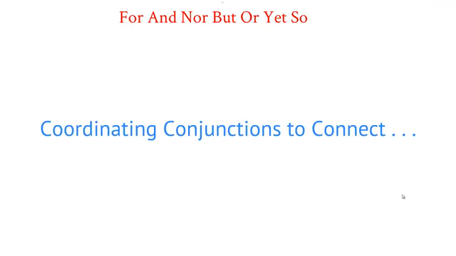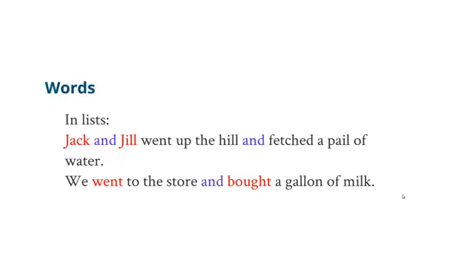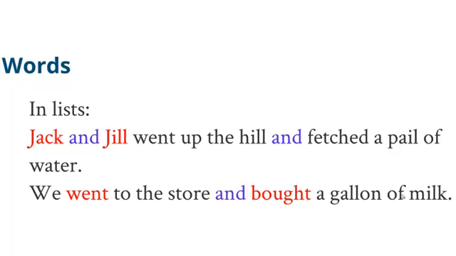So how do they work? Okay, so coordinating conjunctions can connect words. For example, in a list, in a sentence like Jack and Jill went up the hill and fetched a pail of water, I have actually two lists here. I've got Jack and Jill. They're both nouns, the subjects of the sentence. I also have a list of verbs in that first sentence. Went up the hill and fetched a pail of water. So went and fetched are being connected by the word and.